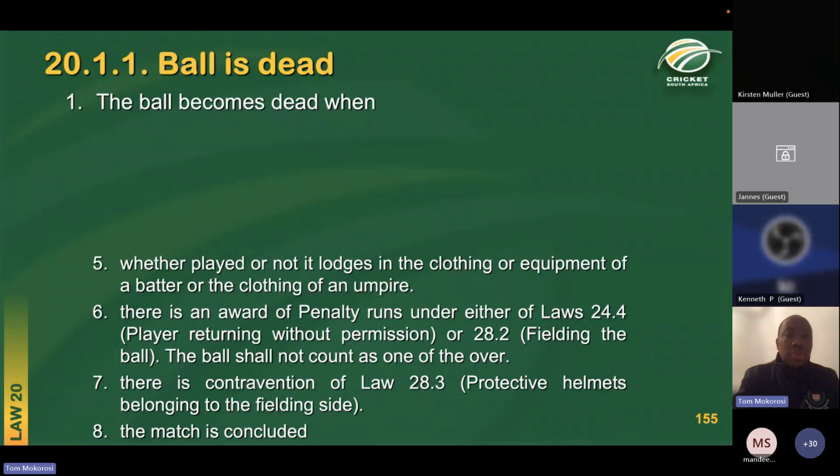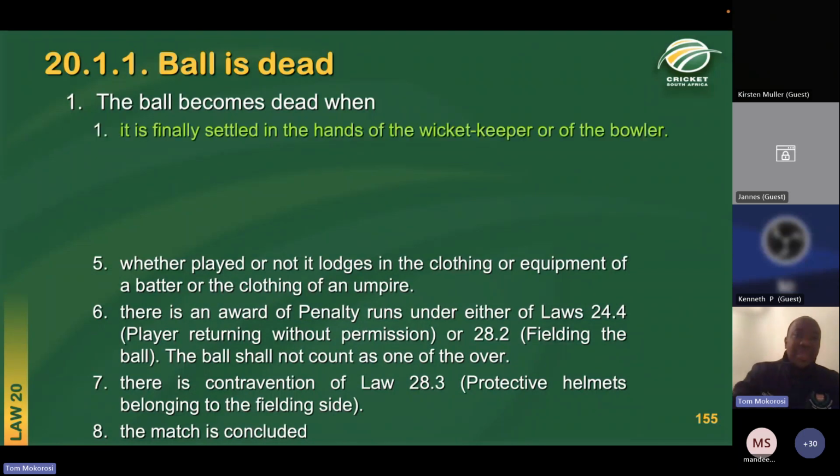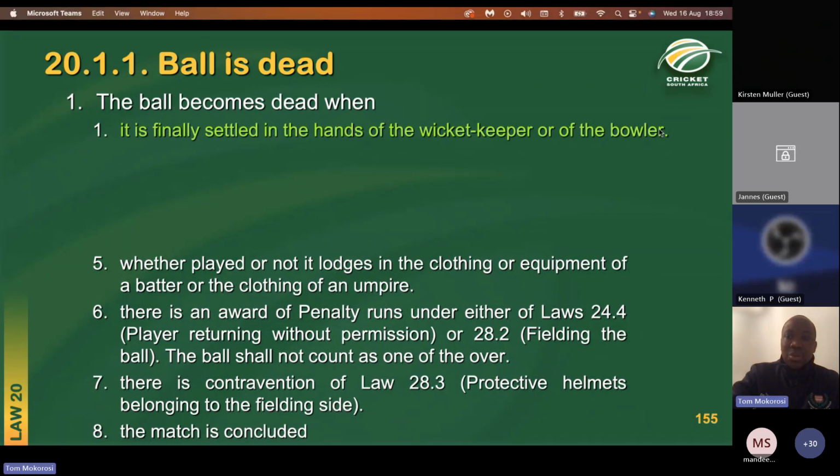So the ball becomes dead when it is finally settled in the hands of the wicketkeeper or of the bowler. And this is a bit of a contentious one, because what exactly is finally settled? And we will have another video where we can discuss and interpret if the ball was finally settled or not finally settled in the wicketkeeper's hand.